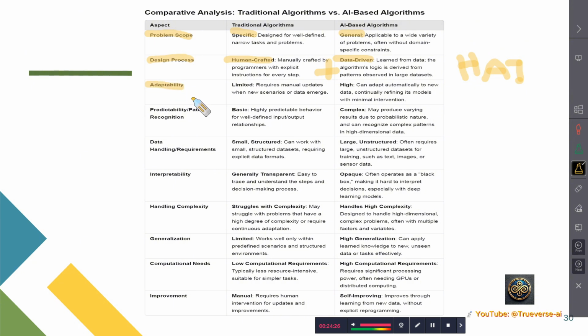Another one, adaptability. This is limited for traditional algorithms. This is highly adaptable to different situations. Pattern recognition: this is very basic, this is very complex and high. It recognizes very complex patterns. Data handling: this is for structured data, this is unstructured data. Big data is mostly unstructured data. When we say unstructured data, it means such as sensor data, video, text, and so on.